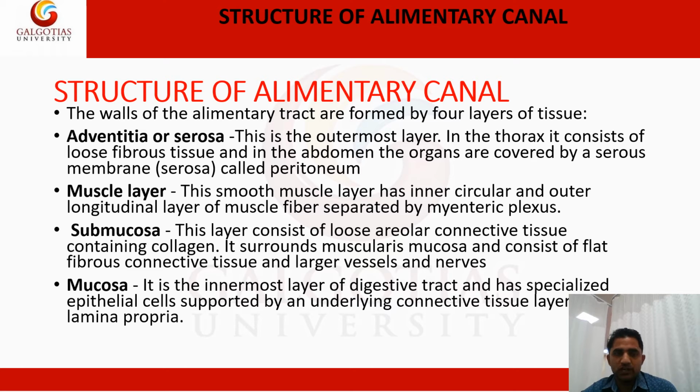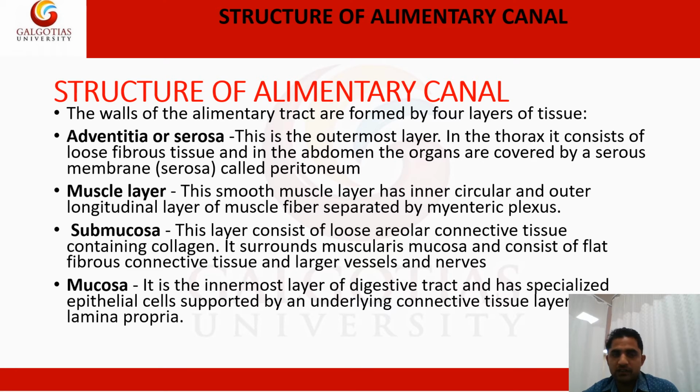Then come to the muscular layer. It is a smooth muscle layer with an inner circular and an outer longitudinal layer of muscle fiber. Then come to the submucosa. This layer consists of loose areolar connective tissue containing collagen. It surrounds the muscularis mucosa and consists of flat fibrous connective tissue, vessels and nerves. So all the blood supply and the nerve supply are in the submucosa layer of your alimentary canal.